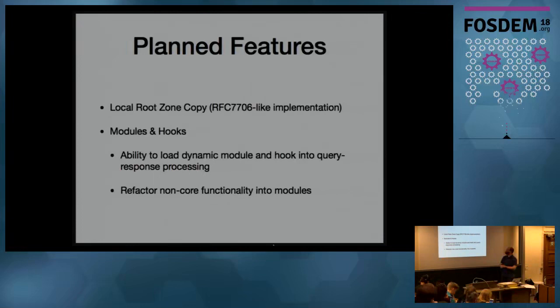Some of the planned features for the development for this year is a local root zone copy, an RFC 7706-like implementation that has been sponsored by ICANN. We also plan to add a modules and hooks interface in BIND.